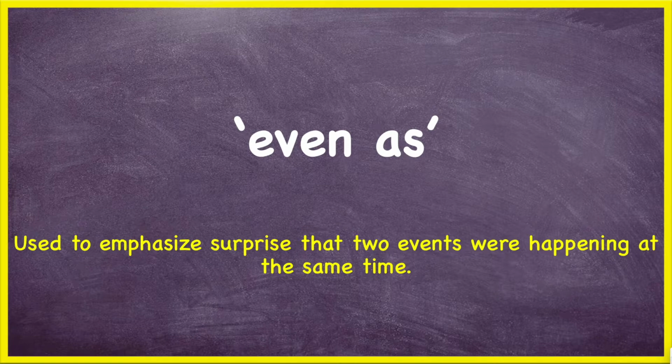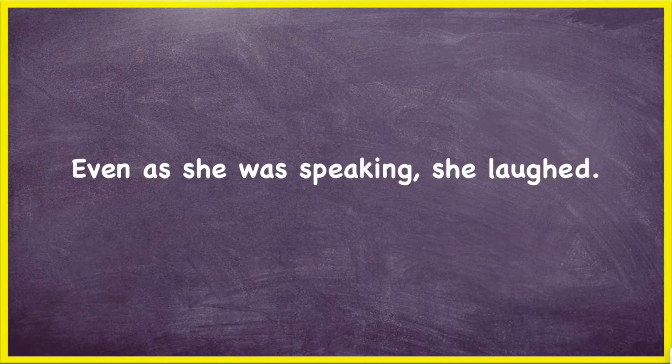This is used to emphasize surprise that two events were happening at the same time. For example, even as she was speaking, she laughed. Okay, so it's kind of surprising that she laughed while she was speaking. So even as she was speaking, she laughed. And this could be that this girl laughed a lot, laughed always, right? And even as she was speaking, she did that.